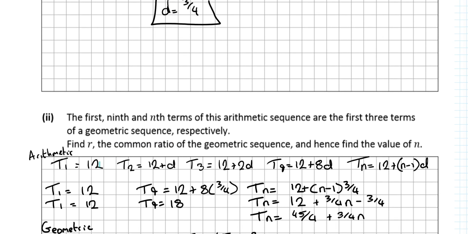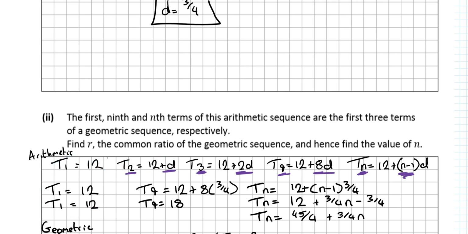So the first term we're happy with being 12. That's T1 is 12. We know T2 is going to be whatever T1 was plus d. T3 is going to be whatever T1 was plus 2d. T9 is going to be whatever T1 was plus 8d. And Tn is going to be whatever T1 was plus (n minus 1)d. You might look at the pattern here. For the 2nd term, we're adding on a d. For the 3rd, we're adding on 2d. For the 9th, we're adding on 8d. For the nth, we're adding on (n minus 1)d.